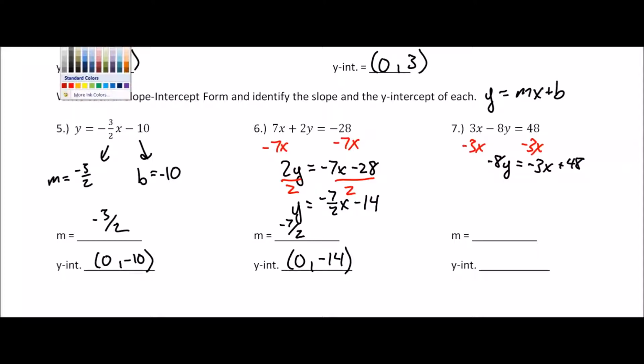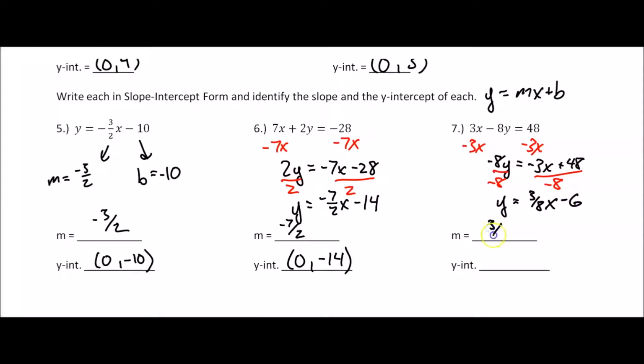And now I'm going to divide each side by that negative 8. And once again, I have to use my distributive property here, so I have to divide each piece of this. Negative 3 divided by negative 8 is a positive 3 over 8. Again, negative divided by negative is a positive. 3 over 8 is just 3 over 8. And then here 48 divided by a negative 8 is a negative 6.